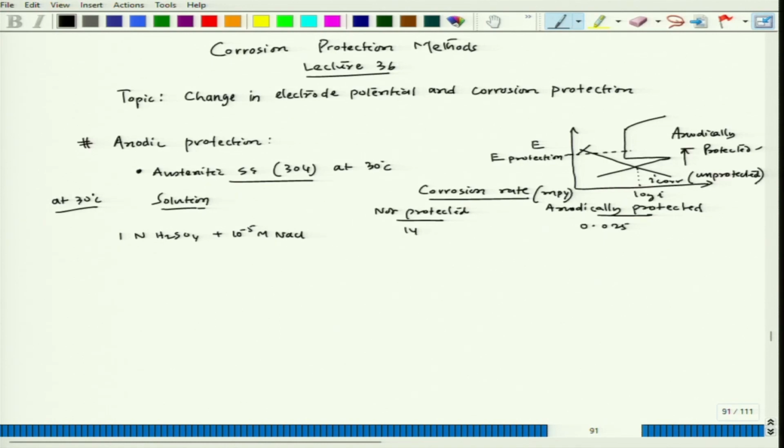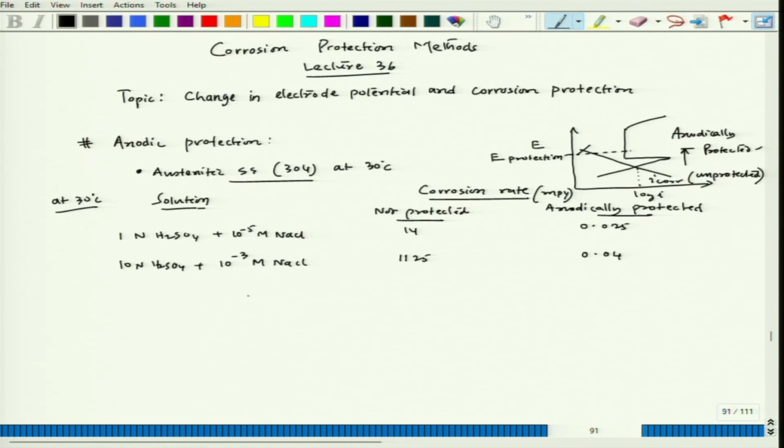So, now you can sense the degree of decrease in corrosion rate once we go to anodic protection. Now, one more example we can cite, like 10 normal H2SO4, increasing the strength of it and also increasing the molarity of NaCl, 10 to the minus 3 molar NaCl. Interesting: in the unprotected situation, it will be a huge corrosion rate, but when it is protected, that time the corrosion rate boils down to 0.04 MPY. You can convert this MPY to millimeter per year.